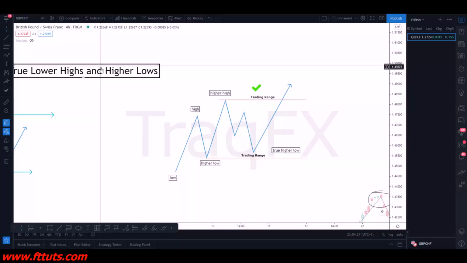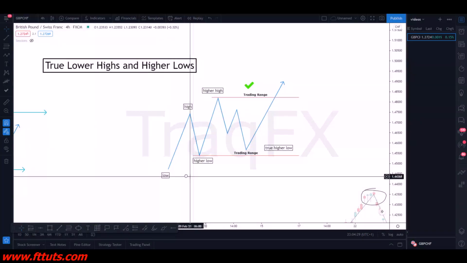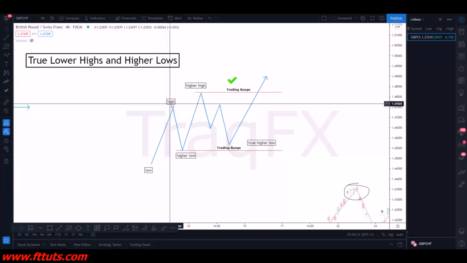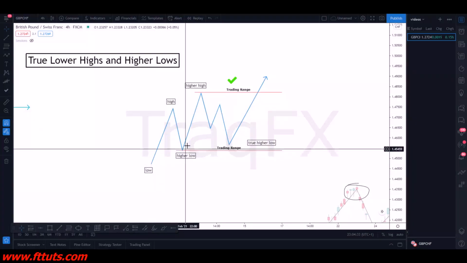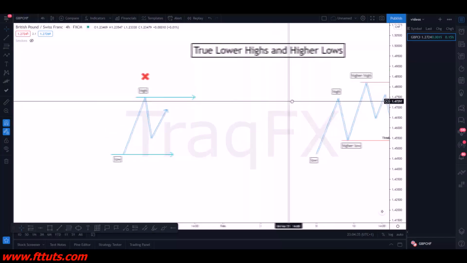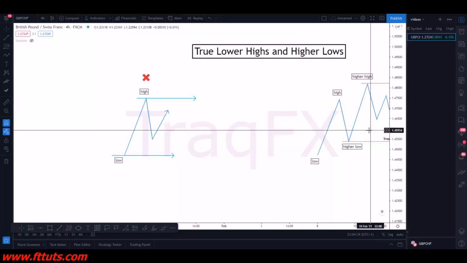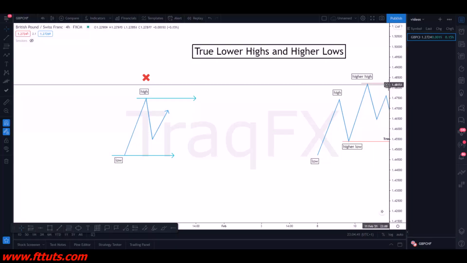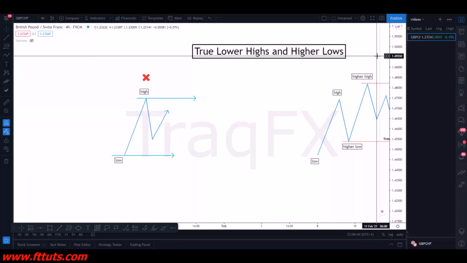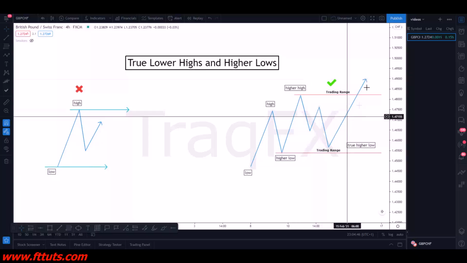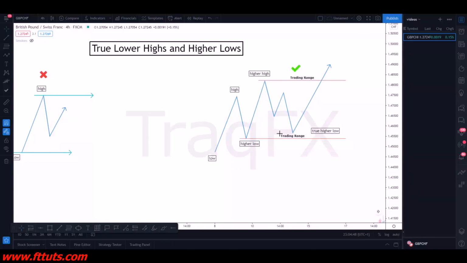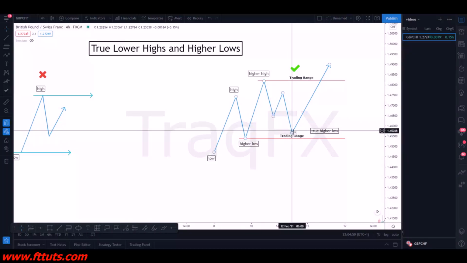Now, a true higher low is going to look like this, where the market created a low and then a high, and then once again a higher low and a higher high. Now, right over here, we have this area where the market pushes down and creates a low higher than the previous low, but it doesn't follow it up with another continuation up. Rather, it sells off, and then we have that continuation up. So this is not your higher low. This is your true higher low.